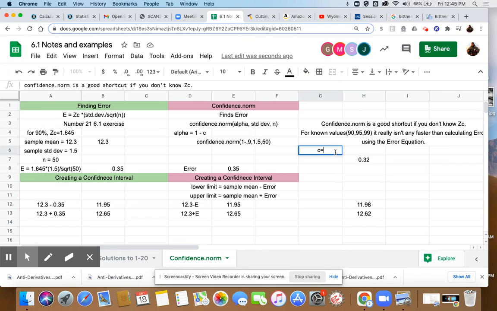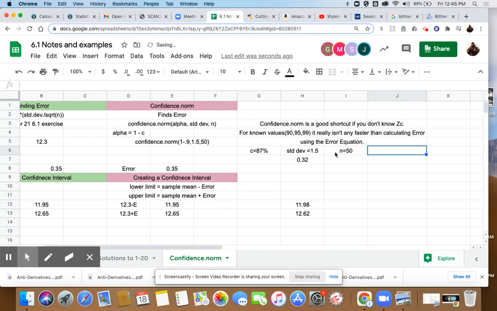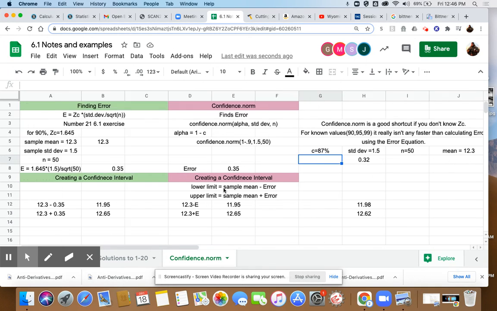Just go up here, say C equals 87%. Standard deviation, still the 1.5. And this is, again, something I just made up just for an example. And n equals 50. And then equals 12.3. So it's a shortcut for things where you don't know the ZC value off the top of your head.